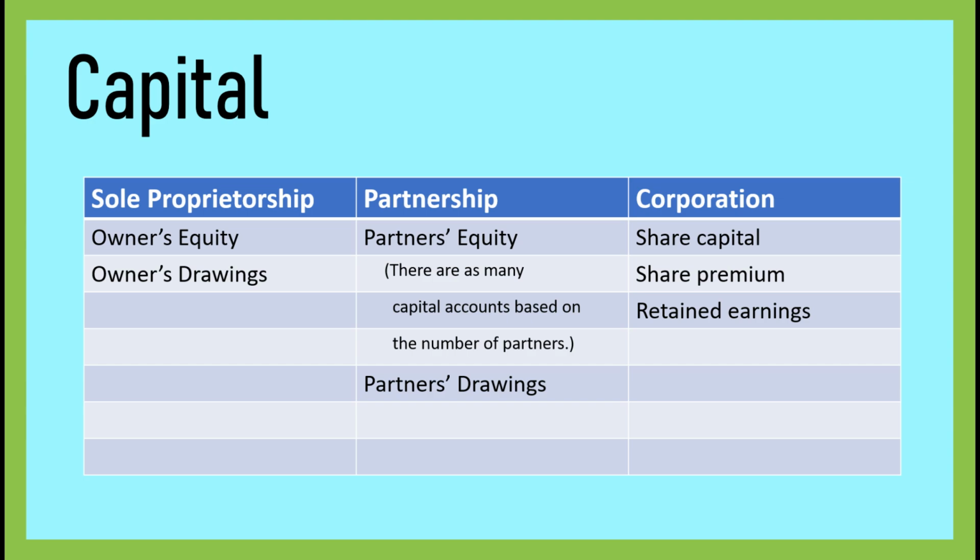Okay. Now, we have some kind of variation in corporation. Remember that in corporation, the ownership in the corporation is divided into shares of stocks. So, lahat ng shares of stock na yon that was purchased, yung mismong value niya, yun yung tinatawag nating share capital. Pero minsan ay binebenta kasi ng corporation yung stocks na yon sa mas malaking halaga with a specific value. So, the excess of that will be share premium. And then, lahat po ng kinikita ng corporation ay naiipon sa account na tinatawag nating retained earnings.